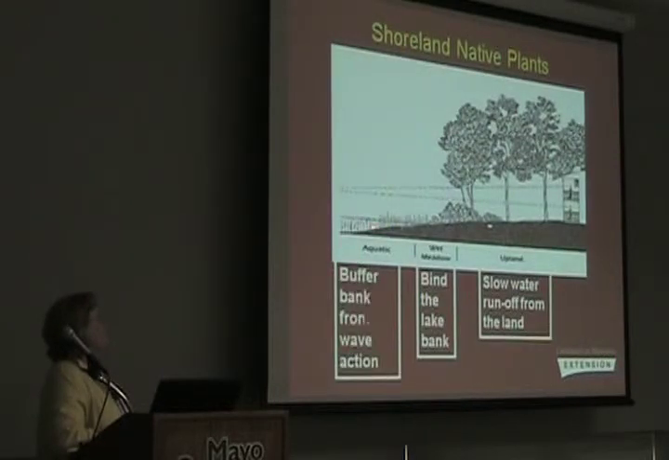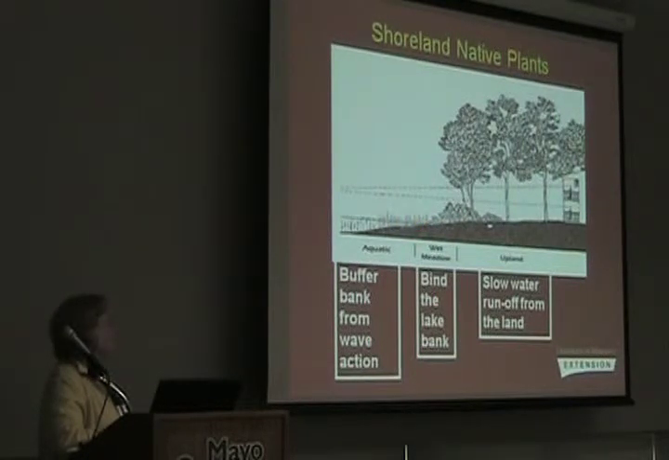So what we're talking about in shoreland plants is using native plants in 3 different areas. We have aquatic plants, and I mentioned the types of aquatic plants we have before: submergent, emergent, and floating leaf. Those help buffer the bank from wave action. Then we have the wet transition area, kind of in here. It's not black and white, it's sort of a gray area.